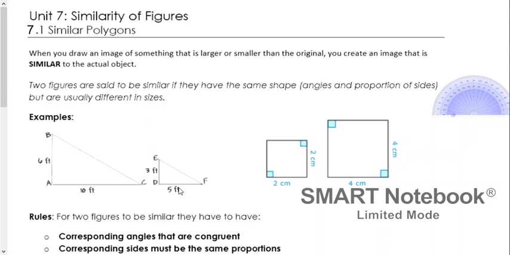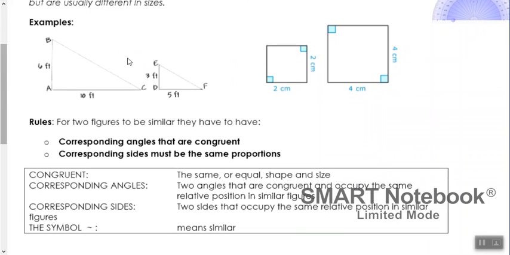So two figures are said to be similar if they have the same shape, so your angles and proportion of sides, but are usually different in sizes, right? So taking a look here. Here I have two similar triangles, and here I have two similar squares.